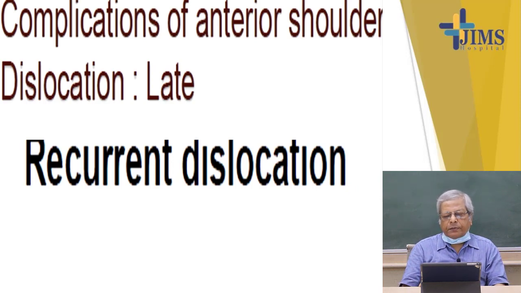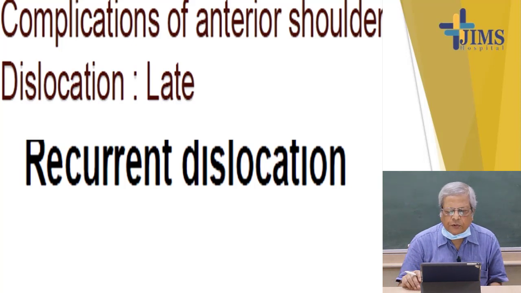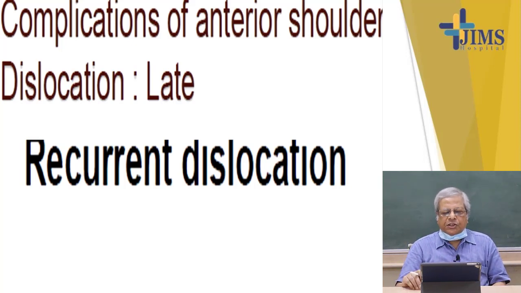The commonest late complication of anterior shoulder dislocation is recurrent dislocation. That means repeated episodes of anterior shoulder dislocation. If it occurs on more than 2 occasions, then the patient should undergo reconstructive operations for strengthening the shoulder so that the dislocation does not occur again.